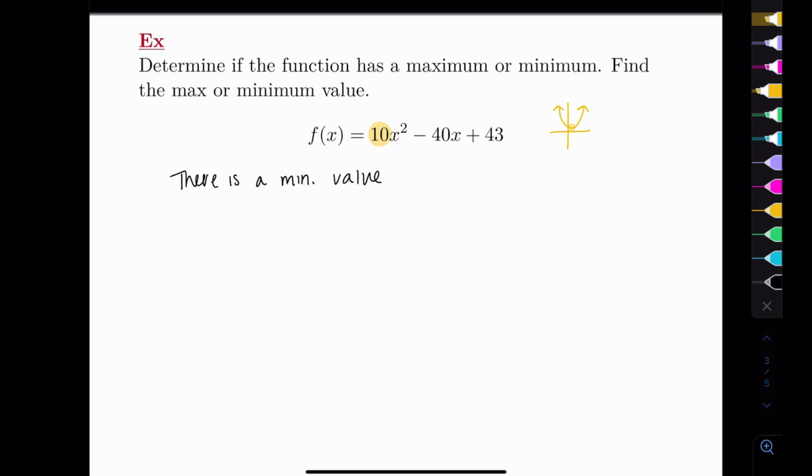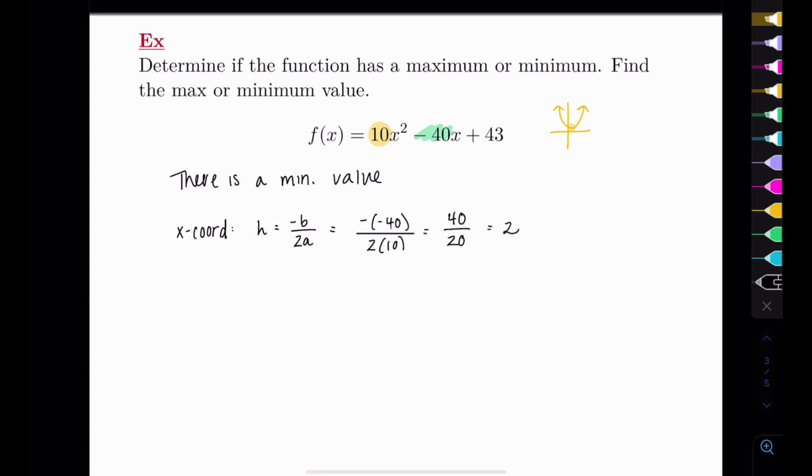But in order to find the y coordinate of the vertex, we need to find the x coordinate first. So if you remember, to find the x coordinate, that's our value h, it's negative b divided by 2a. And in this case, our value of b is negative 40. So this is negative (negative 40) over 2a, and a is equal to 10. So this ends up being positive 40 over 20, or just 2.